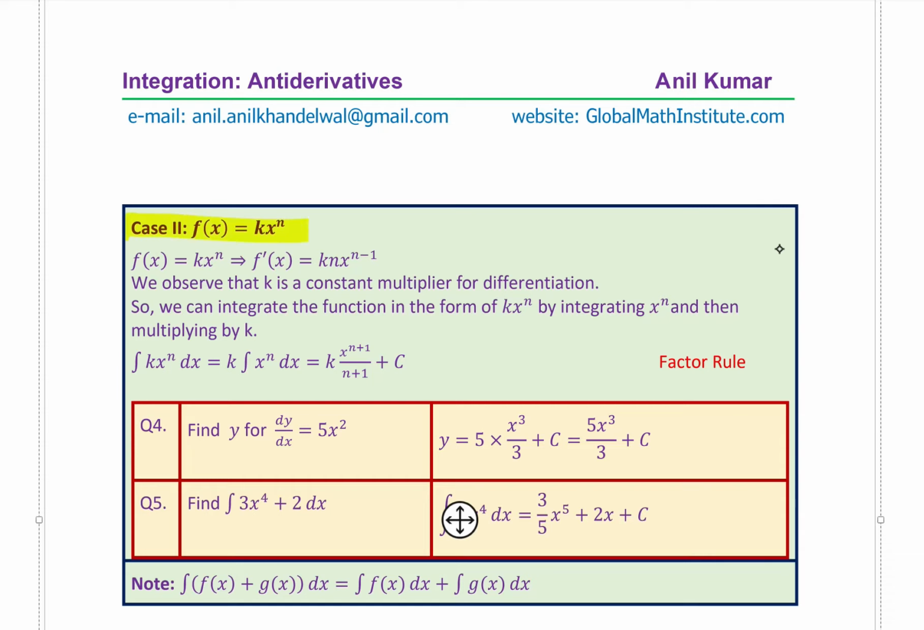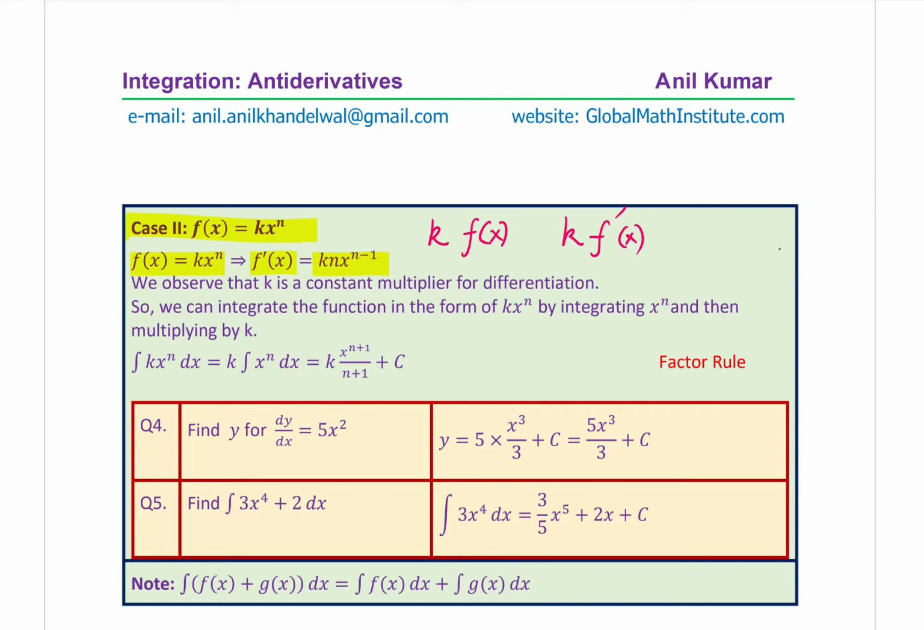So in case 2, we'll discuss the derivative of the function f of x equals k times x to the power of n. When you find the derivative, you get k times n x to the power of n minus 1. So basically, if I have the function f of x times k, then the derivative will be f prime x times k, right? So from here you get an idea that when we do the reverse operation, you have to multiply the result by k to get your answer.